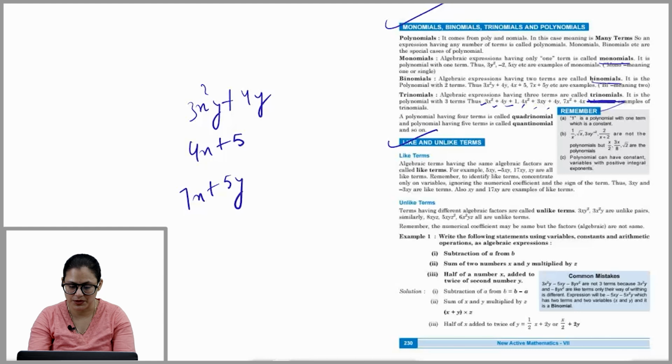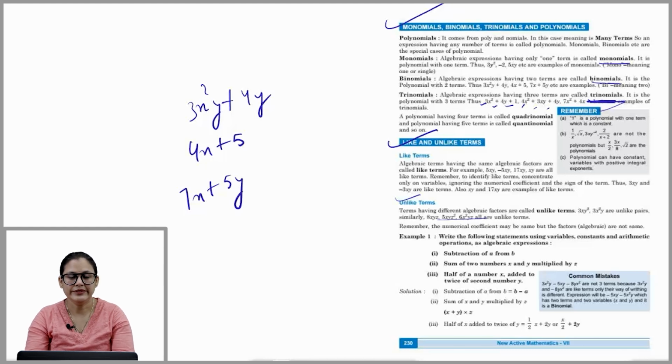Okay, unlike terms. Terms having different algebraic factors are unlike terms, like 3xy square and 3x square y are an unlike pair. Similarly, these are also unlike terms. Remember, the numerical coefficient may be the same, but the factors are not the same in this example.